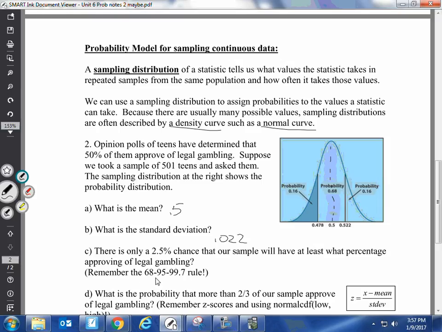Now, we remember the 68, 95, 99.7 rule, where it says that if we are 2 standard deviations out, 95% of our data would be in there. That means 2.5% would be in this tail, and 2.5% would be in this tail. There's only a 2.5% chance that our sample will have at least what percentage?